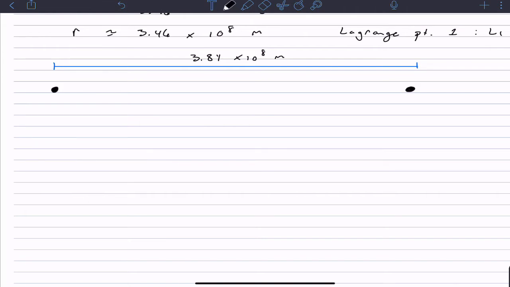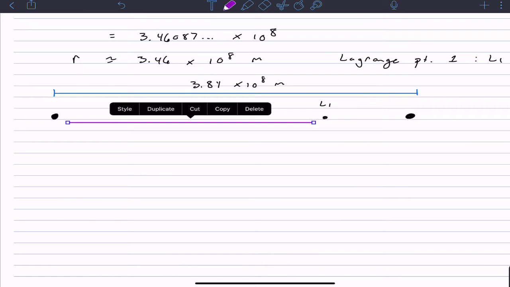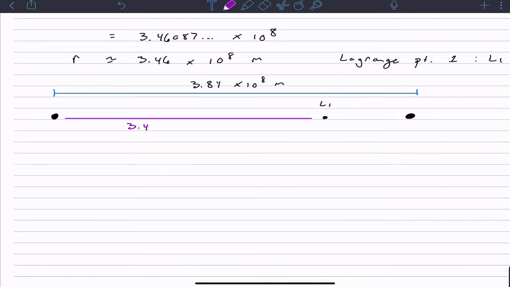Right? And then our value, where this was 0, was all the way 3.46, times 10 to the 8 meters still, so this is going to be way over here. So I'm going to say that this is our Lagrange point, L1. And this distance, let's use a different color, purple. This distance here is what we found. This is going to be 3.46 times 10 to the 8 meters.